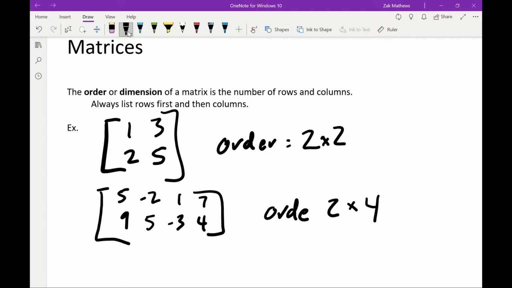I will point out this one that we started with, the 2 by 2, that is called a square matrix. Anytime that there is the same number of rows and columns, that is a square matrix. That makes sense. Square means the sides are the same.